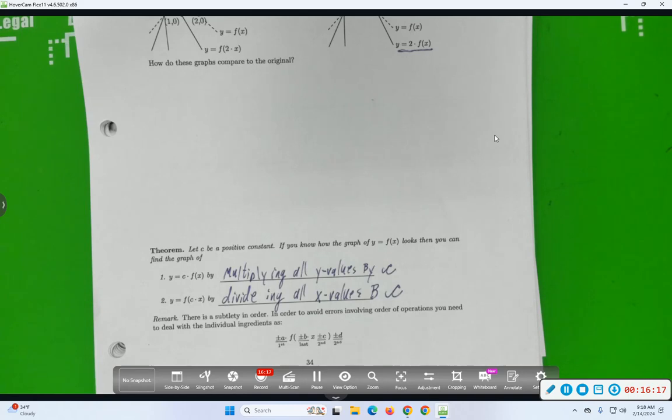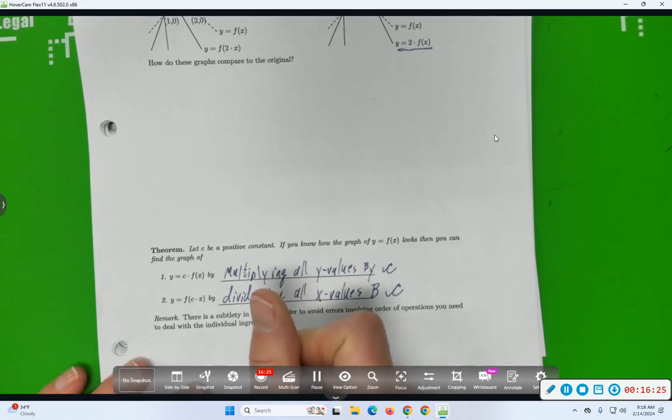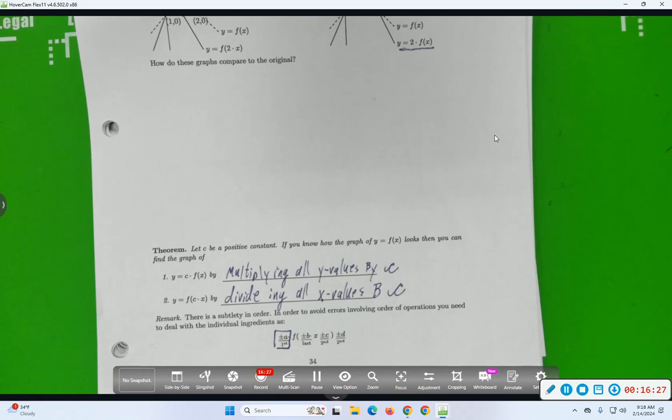Cool. What do you think? Should we do some examples? Let's use this for some things. And I'll establish an order to do these in. So the first thing to do is deal with whatever is multiplied by the whole function. If you multiply the whole function by like 3, then deal with that first.